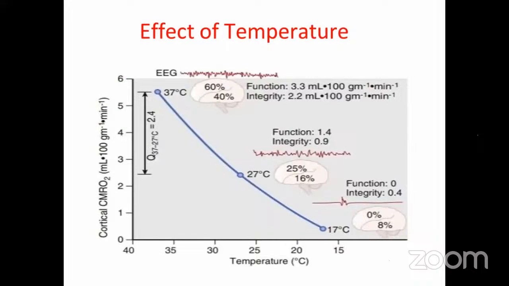Here is a graphical representation of the effect of temperature. From 37 degrees Celsius to 27 and 17, for every degree Celsius, there is a decrease in cerebral metabolic rate of oxygen.